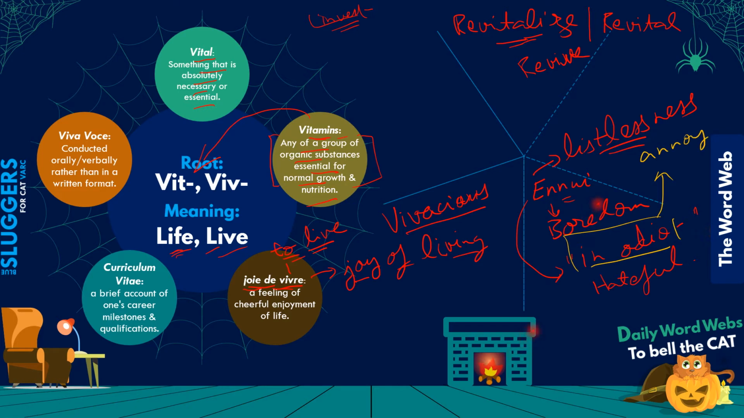The word annoy, that means if you're annoyed by something, that means you almost developed a feeling of hatred towards it. आप उससे परेशान हो चुके हो, right? So annoy also comes from in odio, and ennui also comes from in odio, but they have quite different meanings, as you can see here. Okay, now moving on to curriculum vitae, which is the next word here.